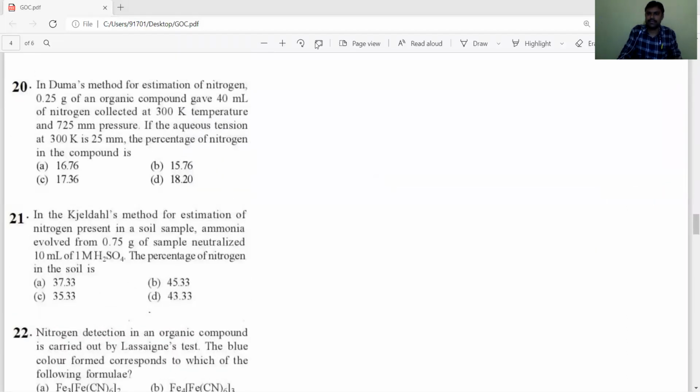Quantitative analysis means we have to estimate the percentage of elements present in organic compounds, meaning percentage of carbon, percentage of halogens (chlorine, bromine, iodine). In the same way, percentage of nitrogen, percentage of sulfur, percentage of barium. These formulas are all very important.